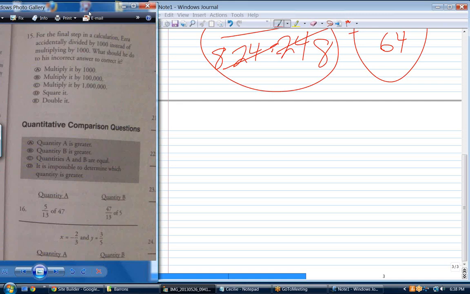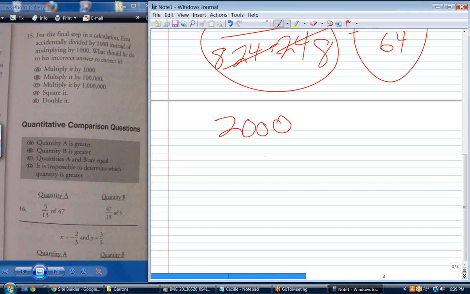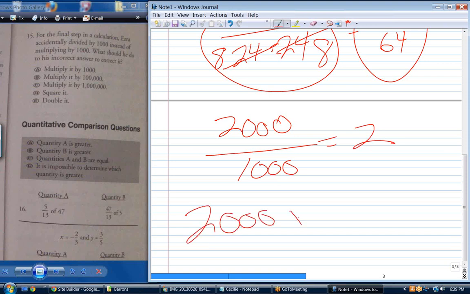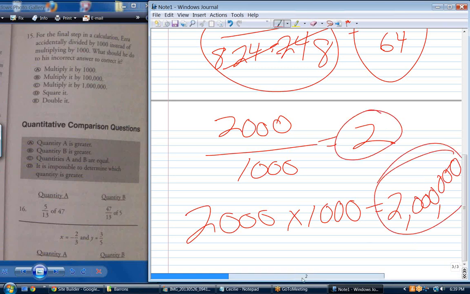Multiply by 1,000? No, you should multiply by a million, right? Because you got it the wrong way, and then you need another 3. The way you could figure it out is, let's say he had 2,000 going into his final step, and he divided by 1,000, coming up with 2, when he should have multiplied by 1,000. So he should have come up with 2 million. So to get from 2 to 2 million, you've got to multiply by a million.